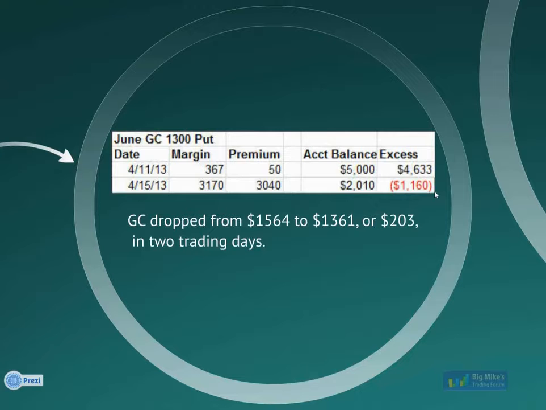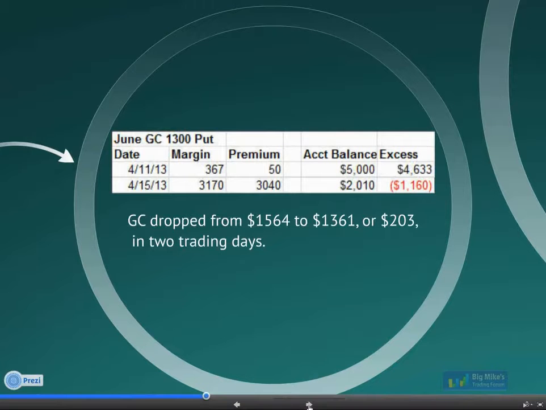So even with 67% cash in my account, I still would not have been able to ride this out, and I would have had to bail on this position. And in fact, I did have some and did have to do that.